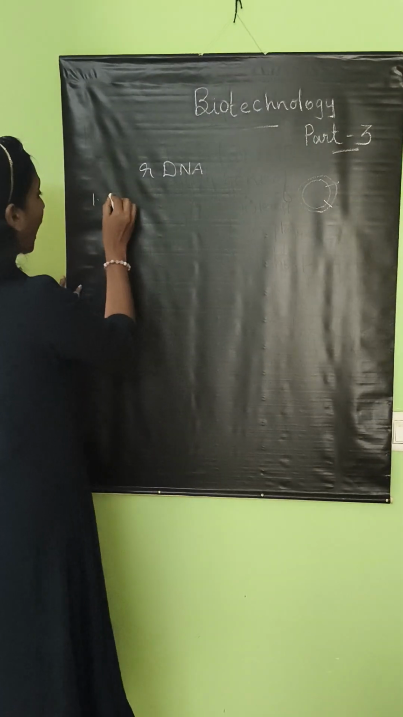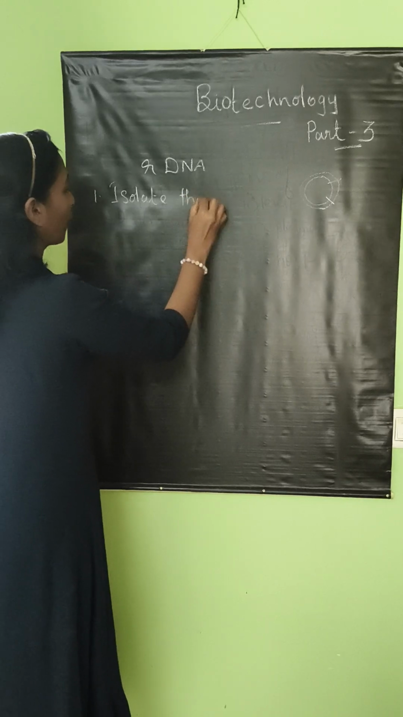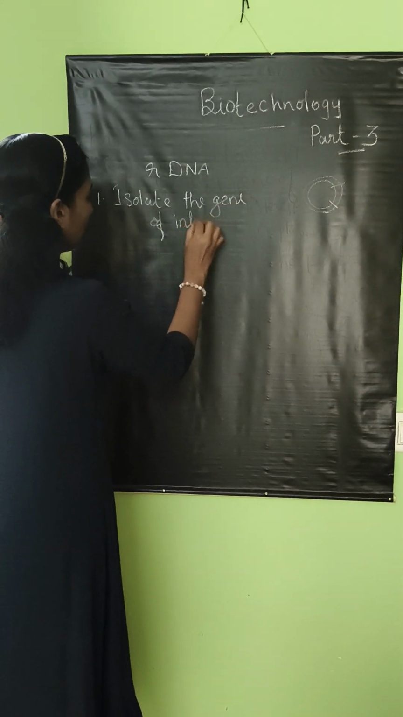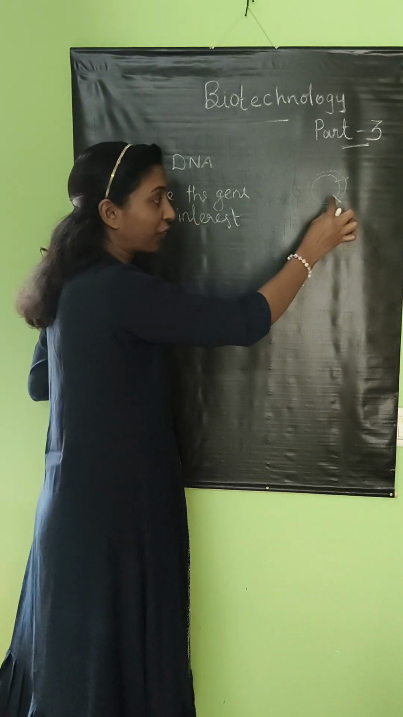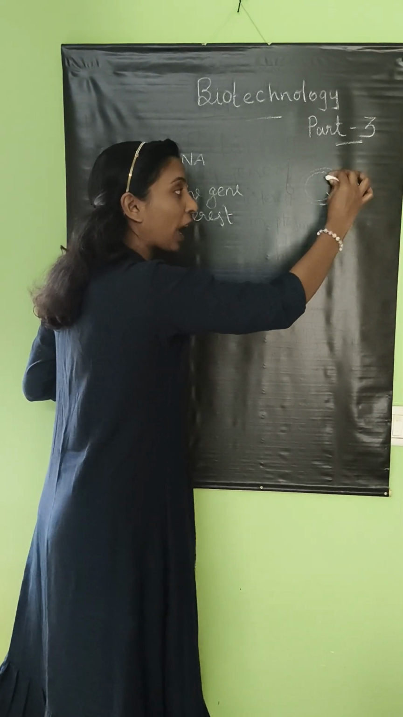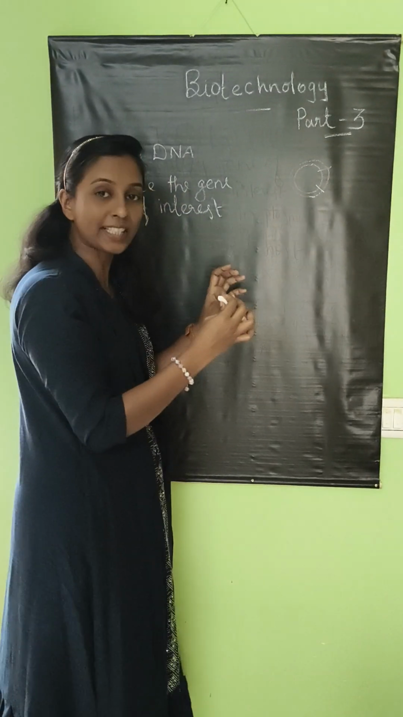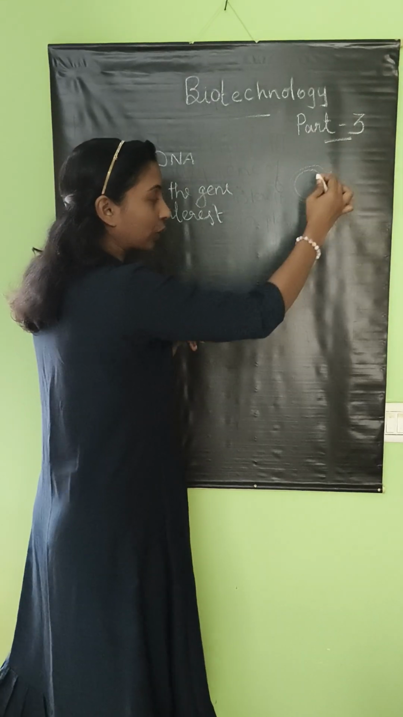So first, isolate the gene of interest. So we have to identify where our gene of interest is, then we have to isolate it. We have to extract it. There are some tools in biotechnology. We have to cut it. So we have to isolate.